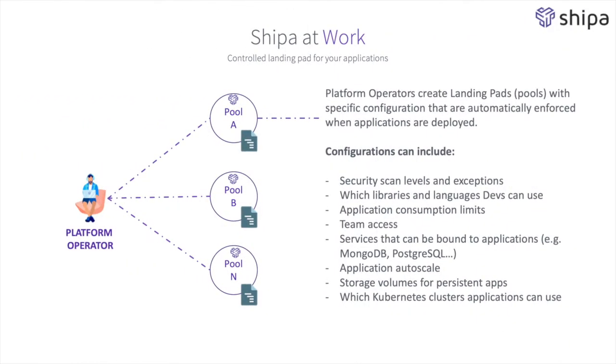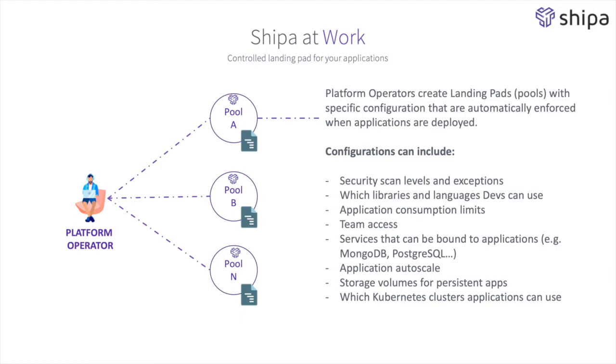When you look at a landing pad, from a platform engineering team perspective, you can create multiple landing pads, or pools as we call them internally in the platform, and each pool can contain different configurations that will be automatically enforced or applied when applications are deployed. So the platform engineering team doesn't have to check each individual app, create policies for each individual object or resource, configure external integrations and so on, but rather focus on configuring the landing pad. Then Shipa will take care of every configured aspect once applications are deployed.